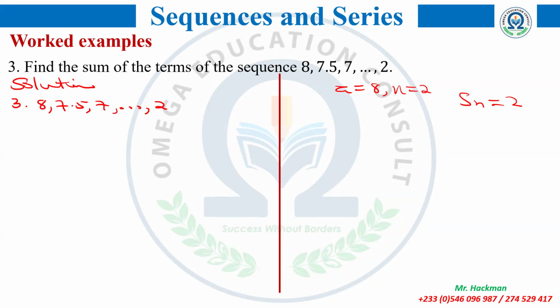S sub N is the sum of the first N terms. Even if you look at this, the sum of even the first term is 8, and all the terms there are also, so there's no way the sum of the first N terms will give you 2. So what is known here is your last term.